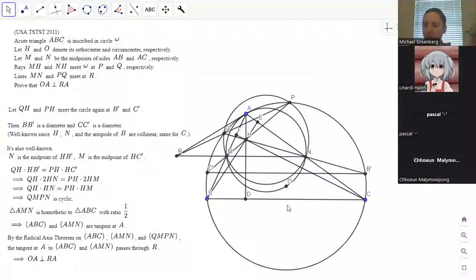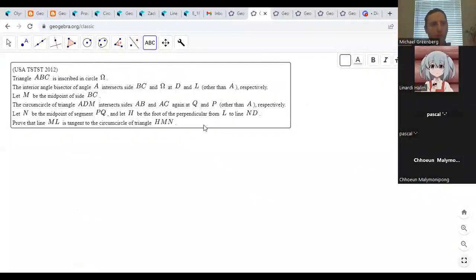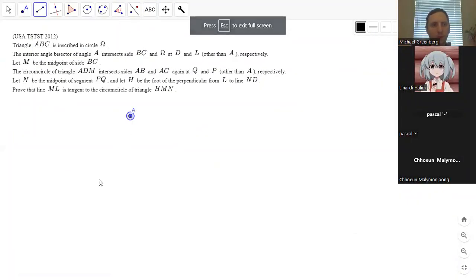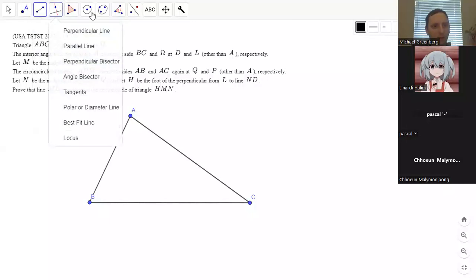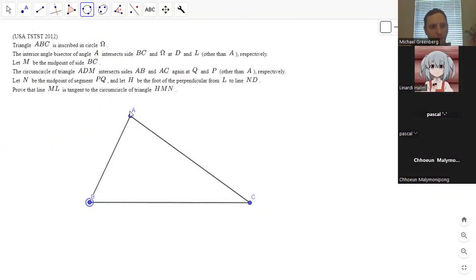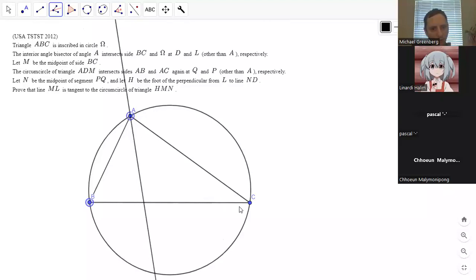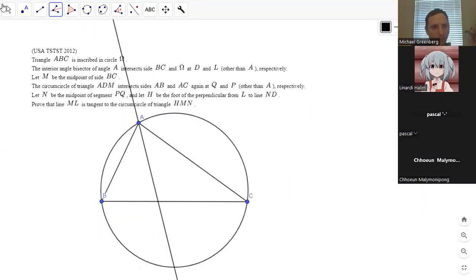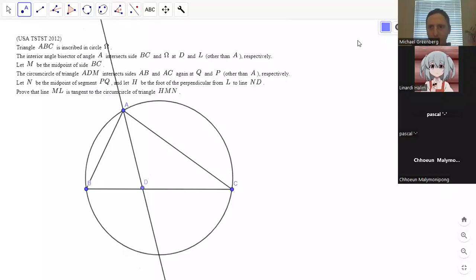All right. So yeah, it is 9:15, so we did that in just 15 minutes. And here is the second problem. This one's from 2012. We have a triangle ABC that's inscribed in a circle, and we draw the bisector of angle A. It intersects side BC at D, and it also intersects the circle at L. So this is D, this is L.